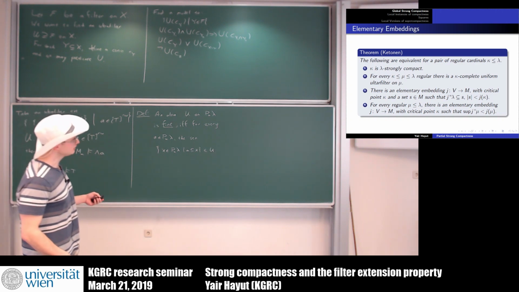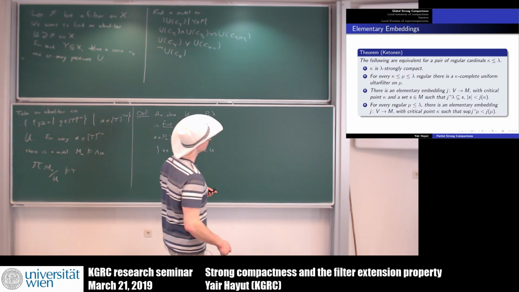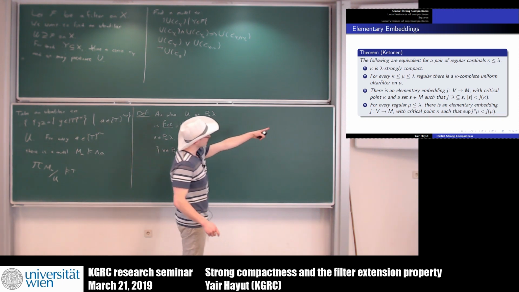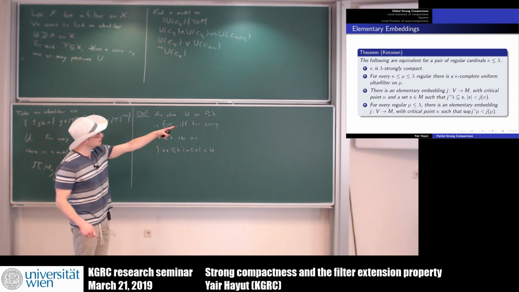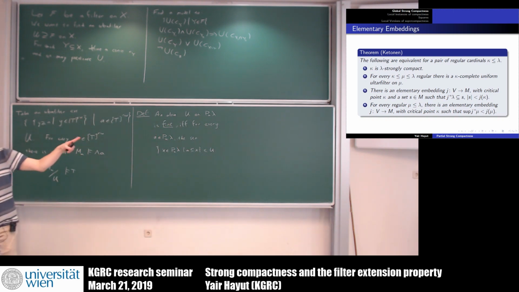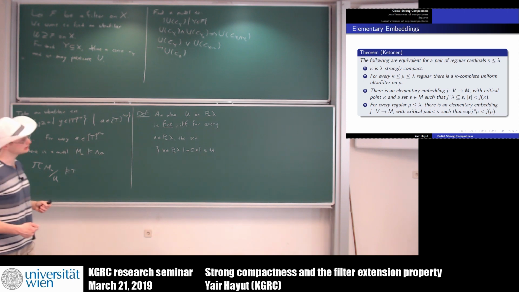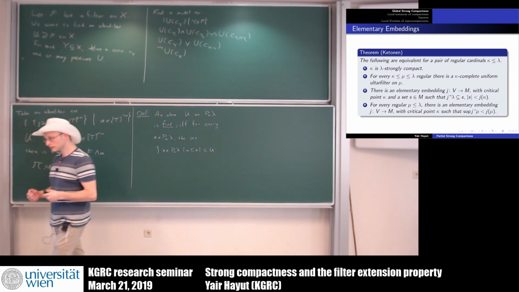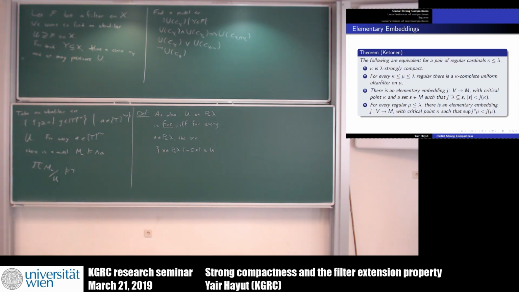The more non-trivial direction is the other direction. This is due to Ketonen, which says that if we have this type of discontinuity for every regular cardinal between κ and λ, then κ is λ-strongly compact. So having discontinuity at elementary embeddings is the same as having a very specific type of ultrafilter.